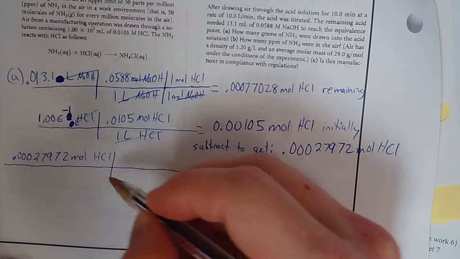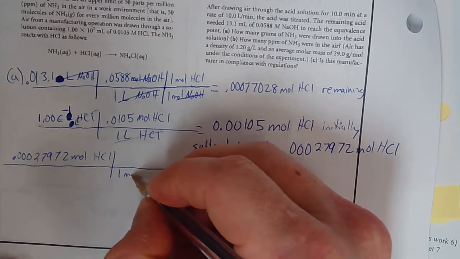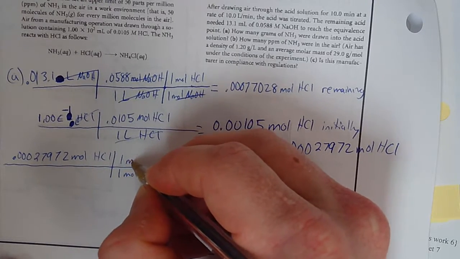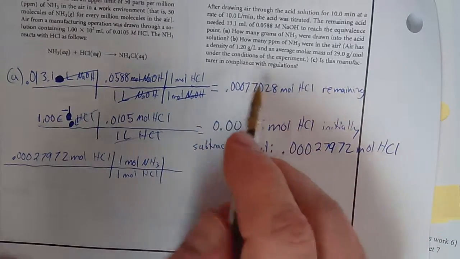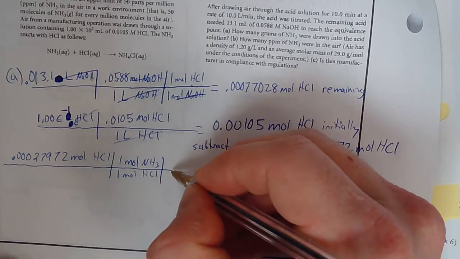It would be the same. Okay, so there's a 1-to-1 ratio. I'm going to justify that just by writing this out. So 1 mole of HCl reacts with 1 mole of NH3. And then they asked me for the grams of NH3. So that's what I'm going to do now.